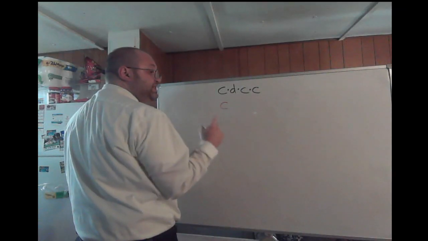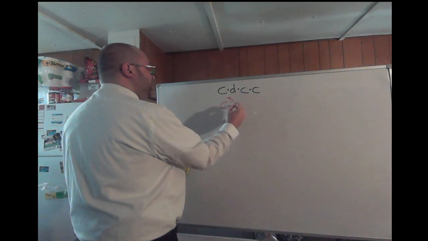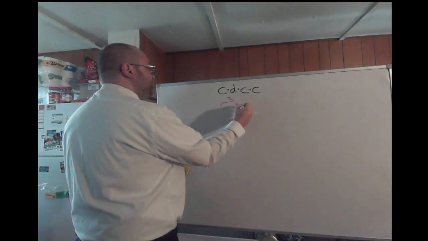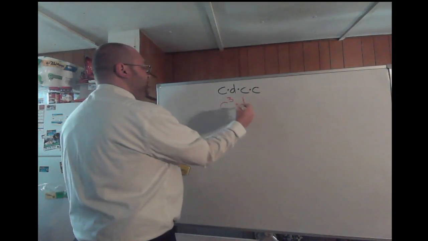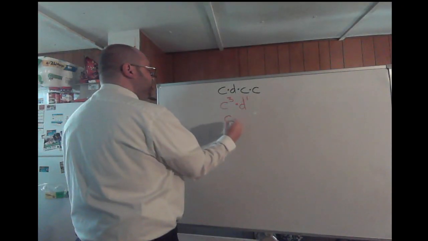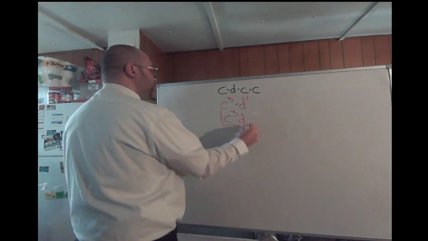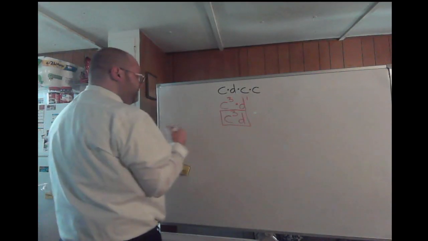How many times is c being multiplied? 1, 2, 3. So you'll have that c to the third times your base of d. How many times is d being multiplied? Only once. So this can just be written as c to the third d. That's exactly how you can write this, as c to the third d.